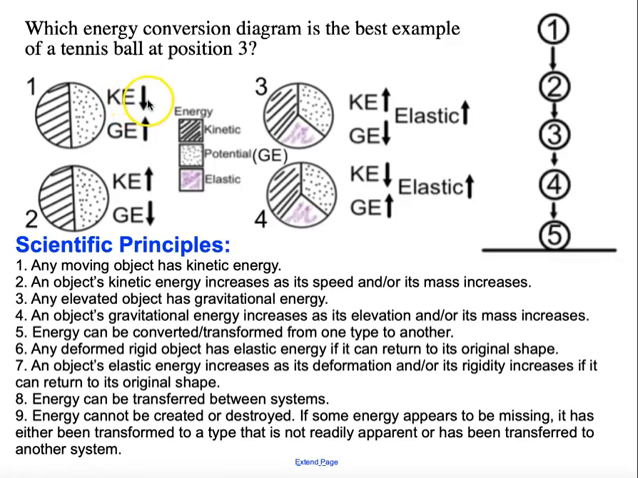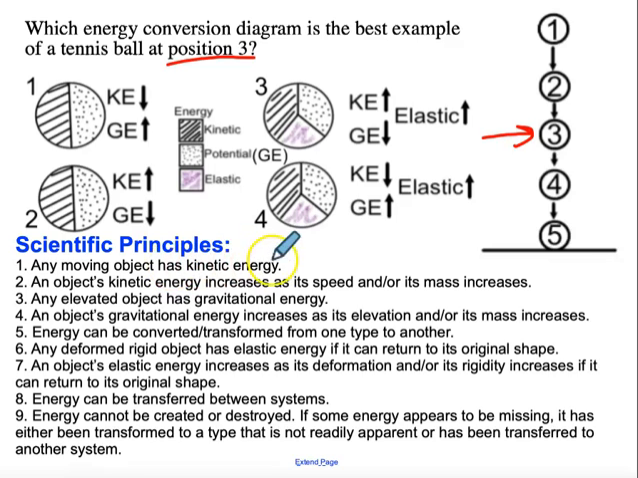Here you have KE going down, KE going up, KE going up, GE going down. Now you notice that these are the same, except now they have EE in it, elastic energy. So if we start to take a look at which ones are appropriate and which ones are not, again, we want to find it for position 3, because that's what it says right here.